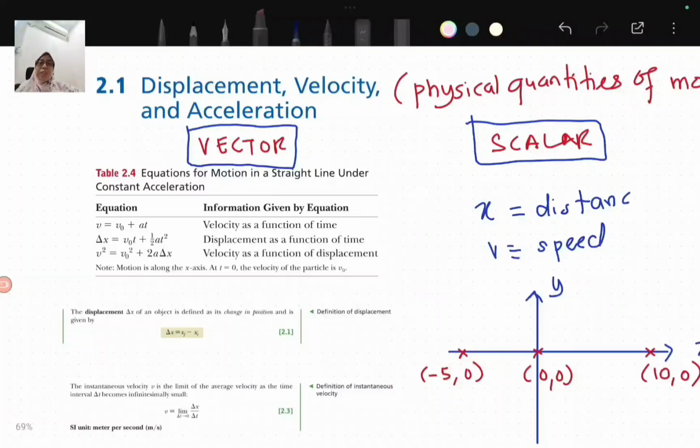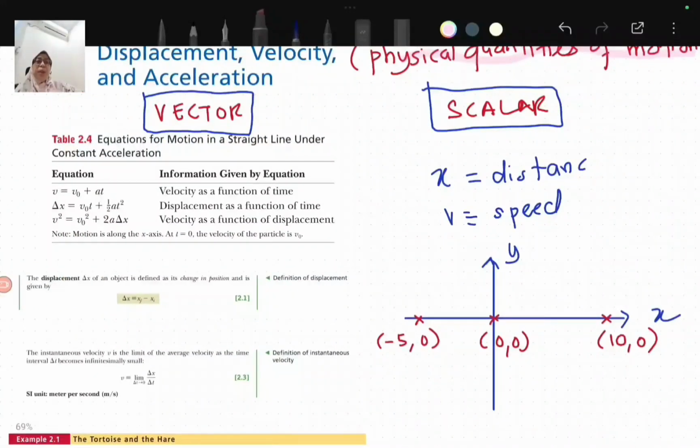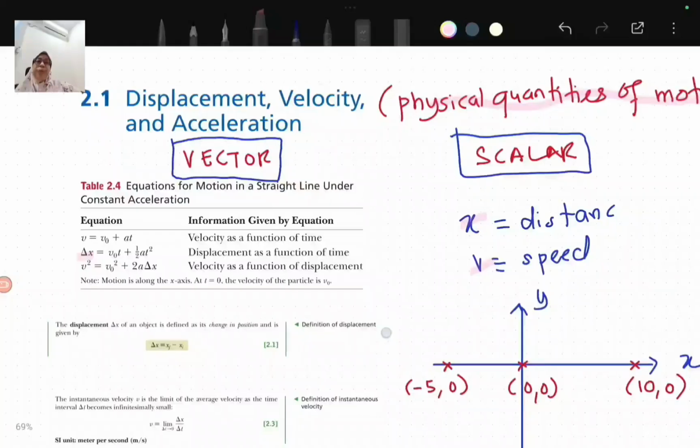The second topic we are going to describe differentiates between what we call physical quantities of motion. Physical quantities of motion, for instance, having the equation symbols x, v, delta x. So we start with their names.